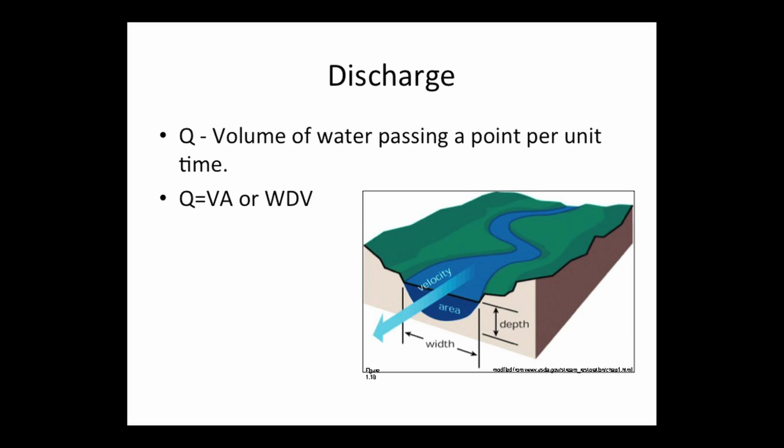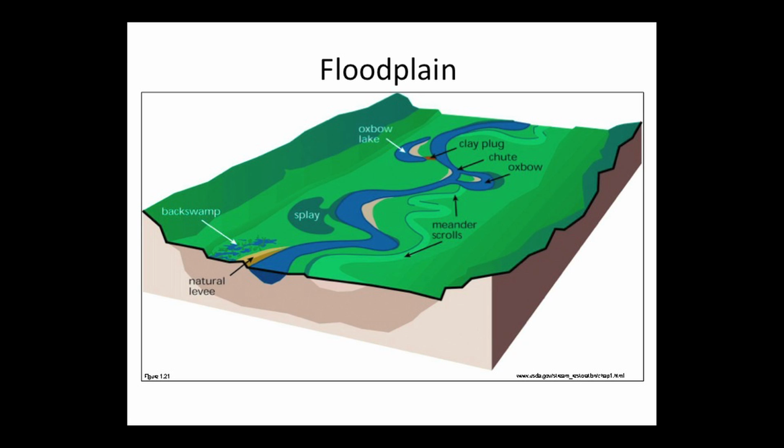I don't really have to get into this too much, but if you have a cross-sectional area of a stream, let's say in square feet, you have water moving in feet per second, you multiply the two, you get cubic feet per second, or CFS. That can be translated into cubic meters per second. So we define rivers by their flow.